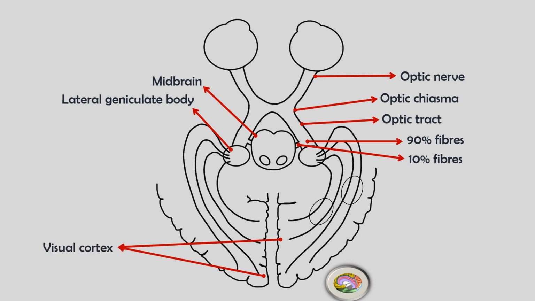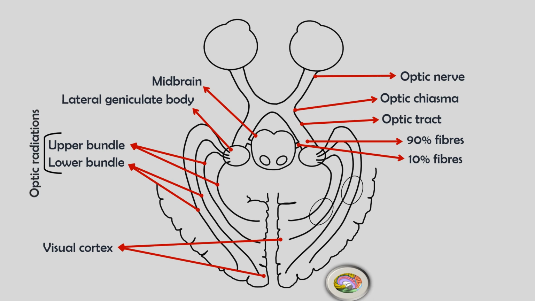And in the visual cortex, some fibers go as an upper bundle and some as a lower bundle from the lateral geniculate body. And these bundles are now known as optic radiations. From the lateral geniculate body, there is an upper pathway which moves backwards through the parietal lobe, and there is a lower pathway which moves forwards and laterally in the temporal lobe, and then moves backwards and medially to the occipital lobe where the visual cortex is located.